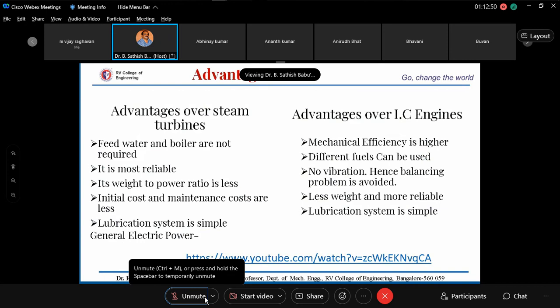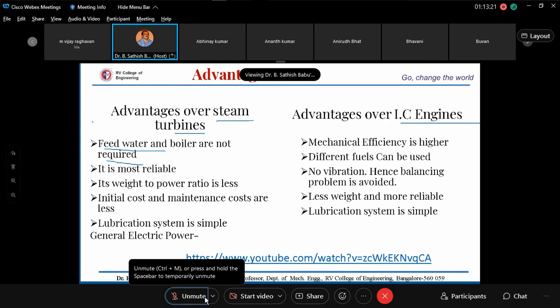Yes, so these are some of the advantages of these gas turbines, in comparison with the steam turbines and IC engines. Feed water and boilers are not required, which are there in steam turbines. So these boilers and feed water mechanisms are not required in case of gas turbine.